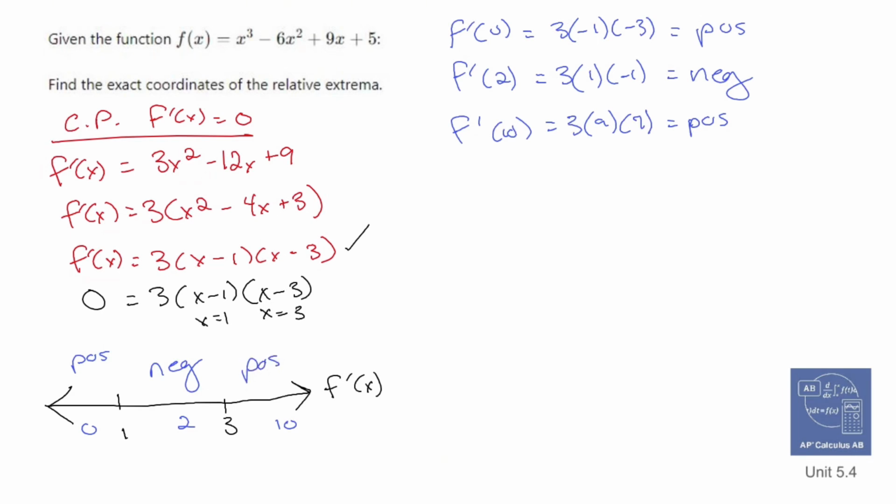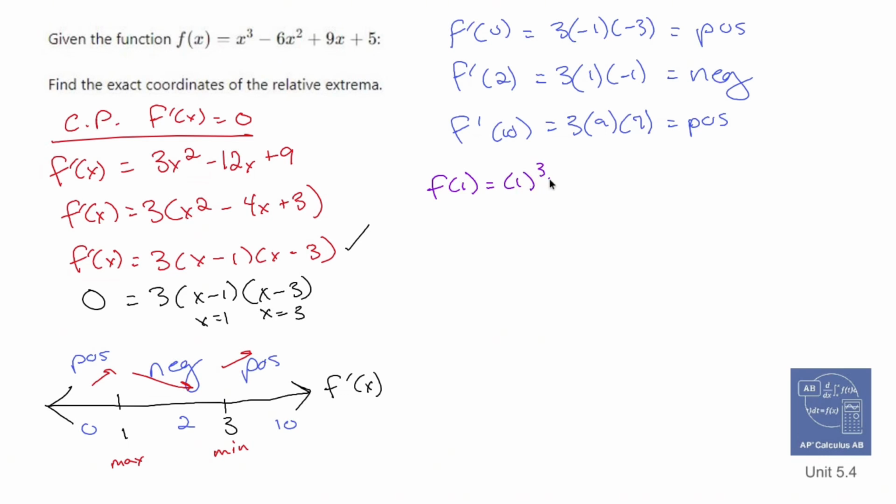So I know that since you go from increasing to decreasing to increasing, you're going to have a relative max and a relative min. But that's not good enough. I have to find the exact coordinates of the relative extrema, which means I have to take 1 and 3 and plug them into the original equation to get the actual values. So let's do f of 1 first.